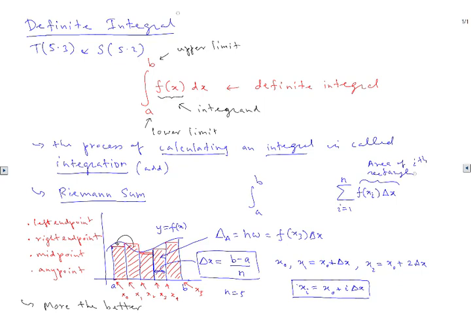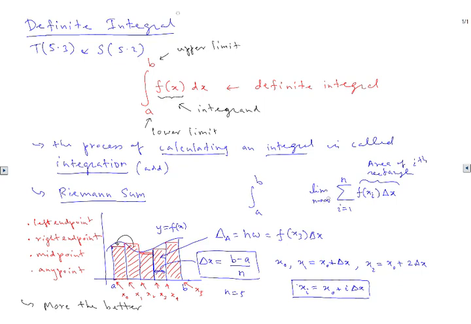Okay, so area of the ith rectangle. And then what do you want to do now? This is the area of one such rectangle, but you want to make sure that the error is small. How do you make the error small? You're going to make n larger and larger. When you make n larger and larger, this error gets smaller and smaller. So what you normally do is you take the limit when n goes to infinity.